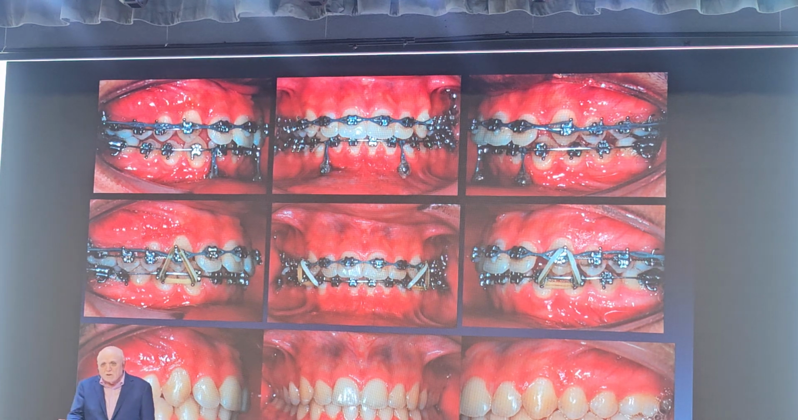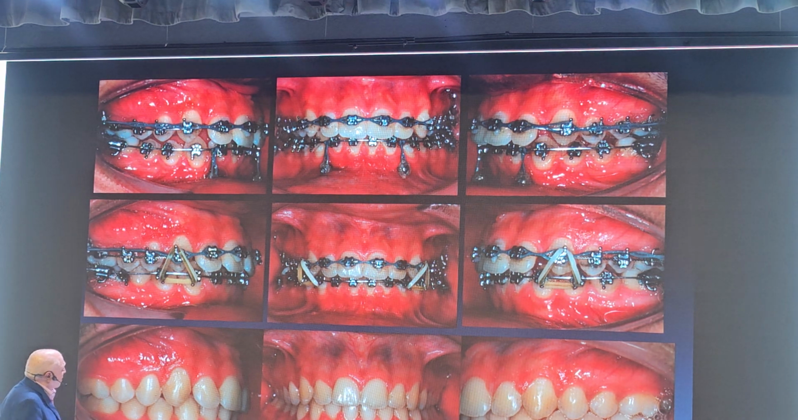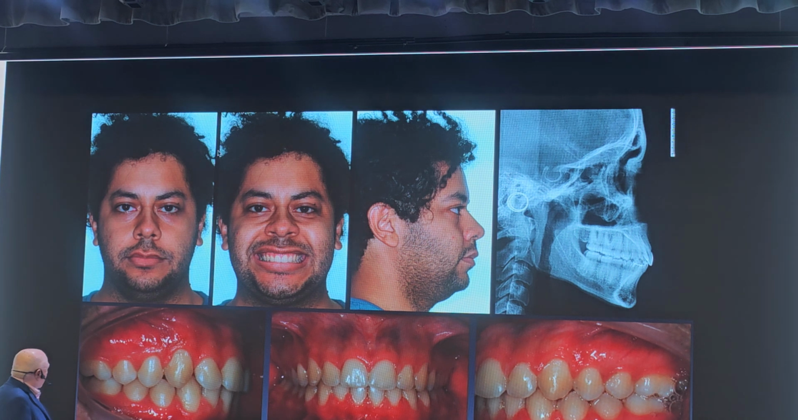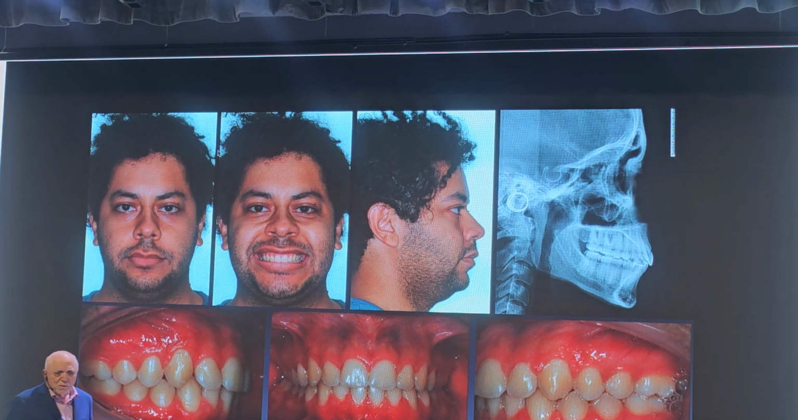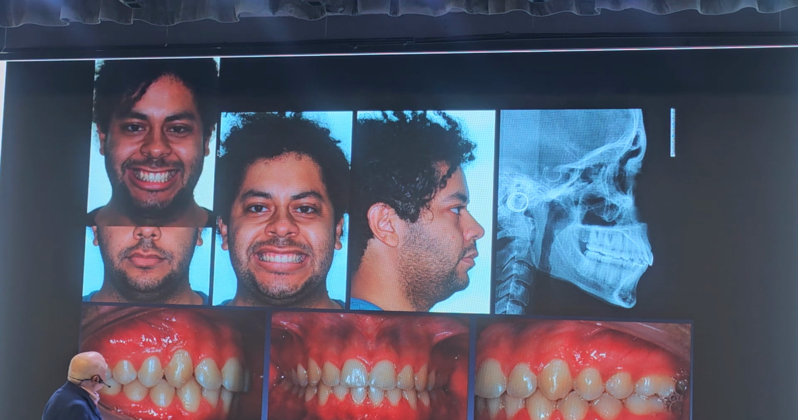So how do you learn from your own patients? You've got to take pictures before, during, and after. And then you look at them, and then you say, oh, next time I'm going to do something better. And I do better. So you can see the TADs have been used very effectively in this patient to fix the midline without too much of a problem.